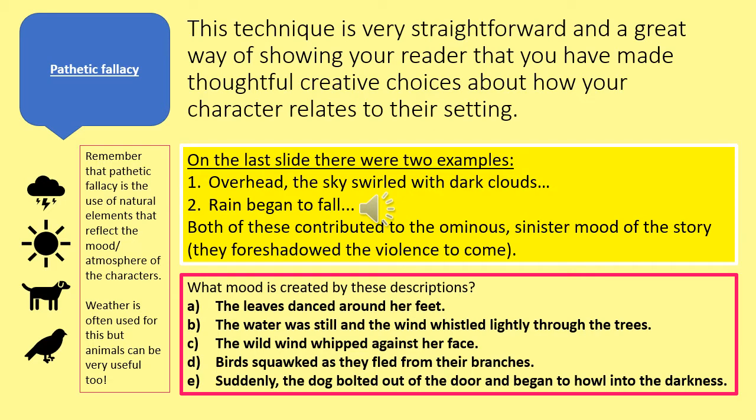In the first description I provided you with on the last slide, there were 2 examples of pathetic fallacy at play. In the first sentence, I started with the sky swirled with dark clouds. And then further on in the story, as she's approaching the centre of town and the witch, rain began to fall. Both of these were used to contribute to the ominous, sinister mood of the story, and they also foreshadowed some of the violence that's to come.